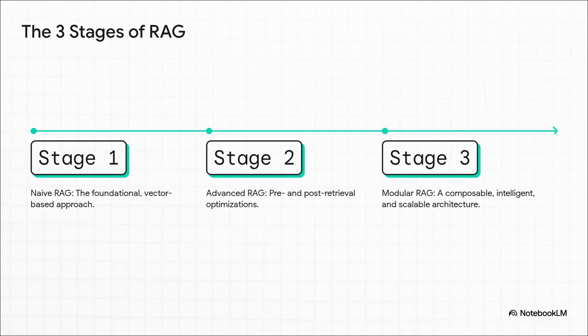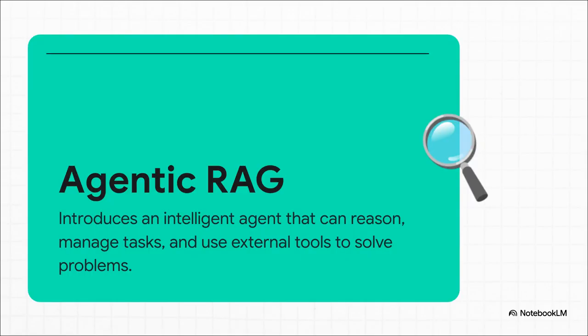You can really see this evolution happening in three main stages. We started with naive RAG, which was the foundation. Then we moved into advanced RAG, where people added all sorts of clever tricks to get better results. And now we're in the era of modular RAG, where we're building these flexible, smart systems out of different specialized components. And one of the coolest examples of this is something called Agentic RAG.